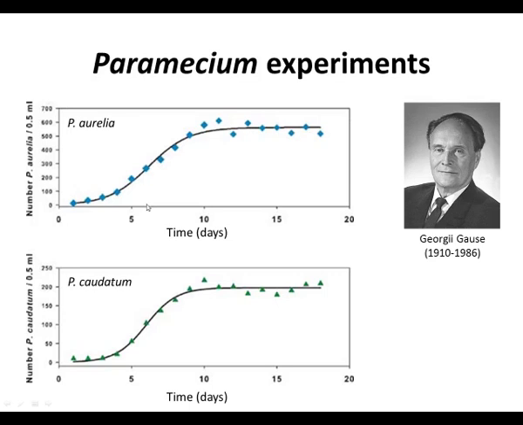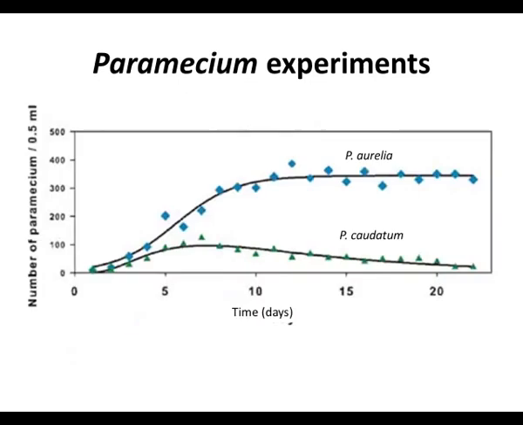And same thing happened with Paramecium caudatum. This is a second species. So he started with about 20 individuals and eventually they reached their carrying capacity. So at this point, there's no competition between these two species because they are in two different containers, two different cultures, right? And then what he did was he actually cultured them together in the same container. So look what happened.